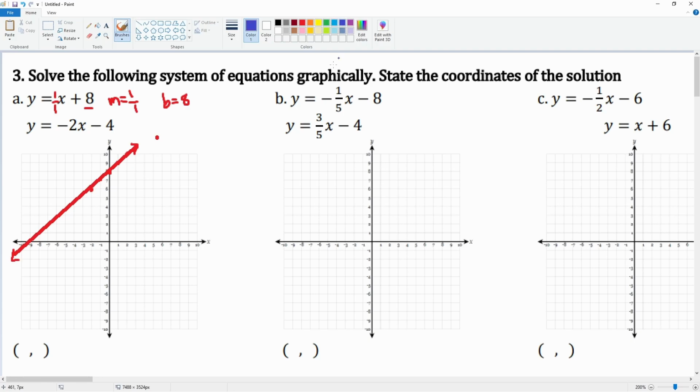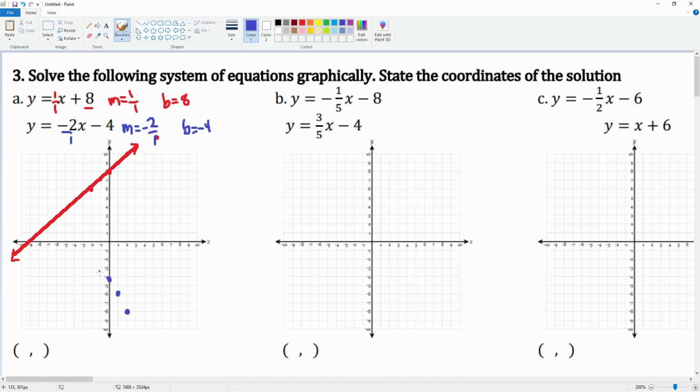Then the second one, which is going to be in blue, the slope here looks like m equals negative 2 over 1, because remember, it's always divided by 1. And that b here is negative 4. So that negative 4 is right here. And it goes down 2 across 1, down 2 across 1.